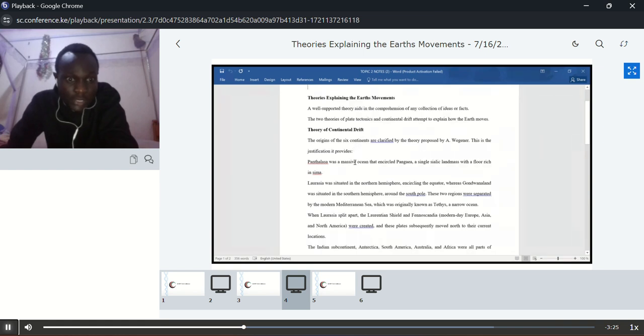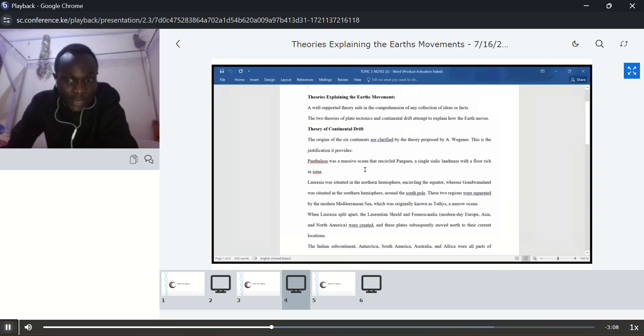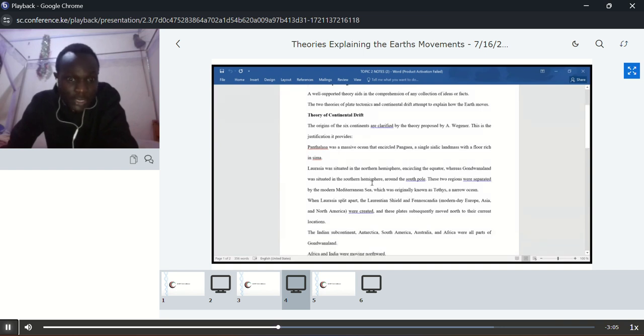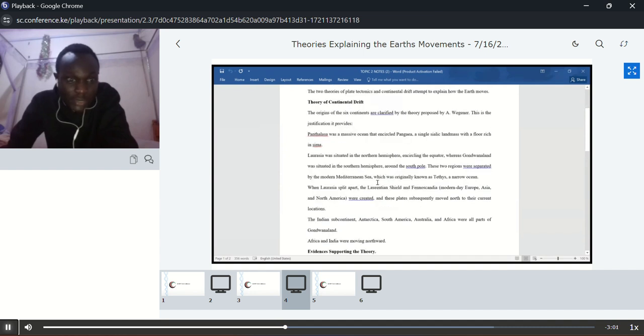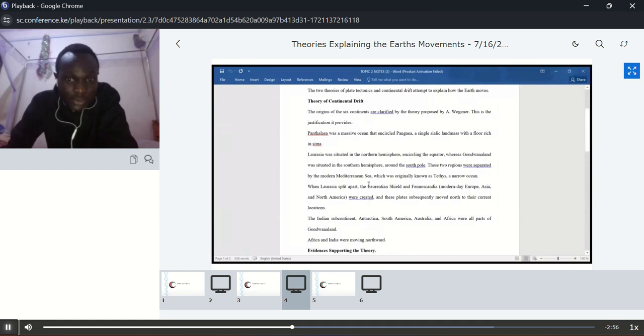The origins of the six continents are clarified by the theory proposed by Alfred Wegener, and this is the justification it provides. Number one is that Panthalassa was a massive ocean that encircled Pangaea, a single shelly landmass with a floor rich in sima. Laurasia was situated in the northern hemisphere encircling the equator, whereas Gondwanaland was situated in the southern hemisphere around the South Pole.